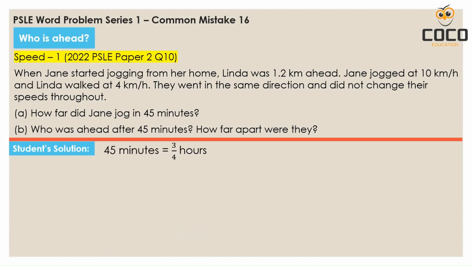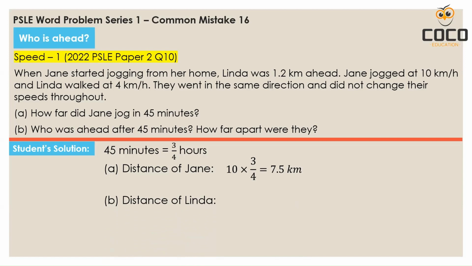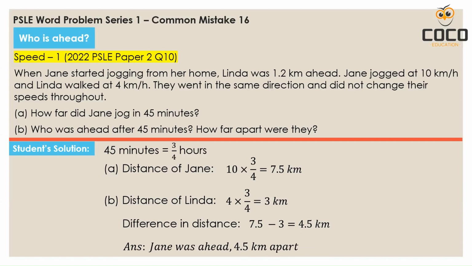For part A, he first converted 45 minutes into 3/4 hours. Hence, the distance jogged by Jen is 10 times 3/4, which is 7.5 kilometers. And for part B, before knowing who is ahead after 45 minutes, he first found the distance walked by Linda. 4 times 3/4 equals 3 kilometers. So Jen was ahead as she jogged a further distance, and the girls are 7.5 minus 3 equals 4.5 kilometers apart.